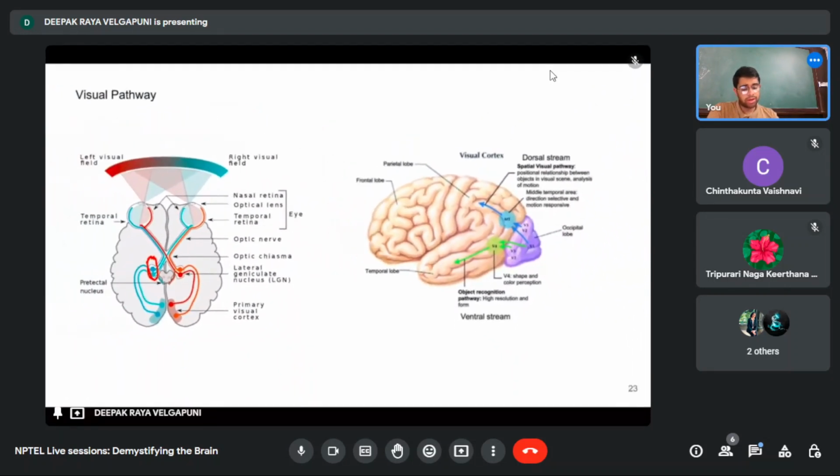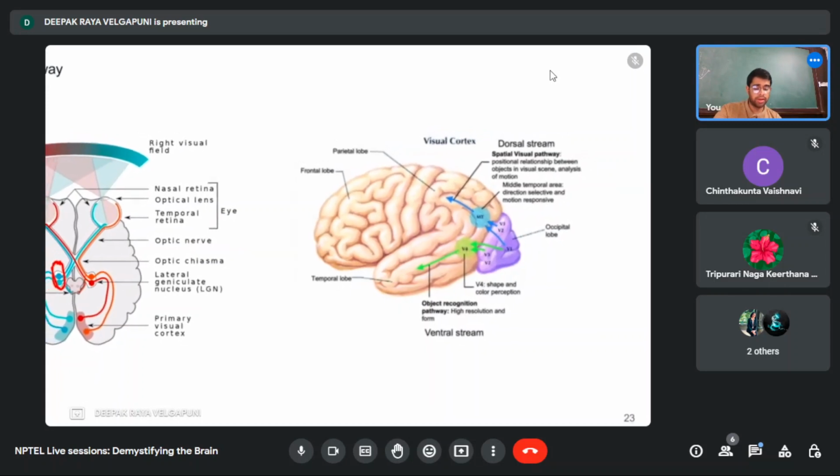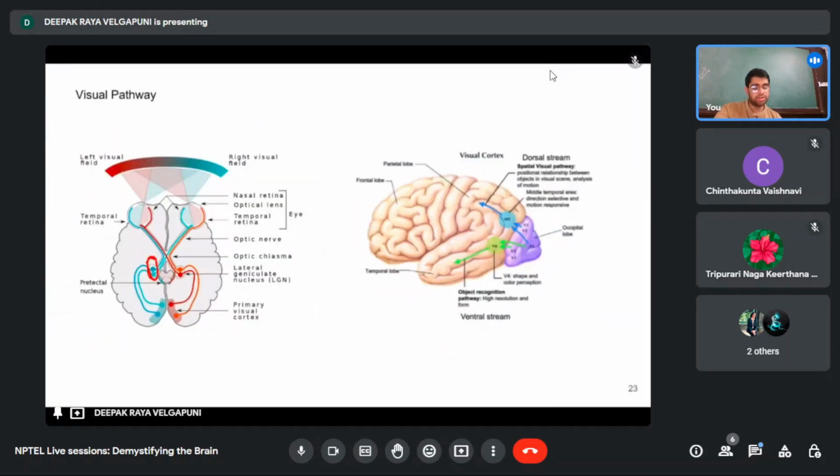Another, more macro pathway has two streams, ventral and dorsal. In the ventral stream it is more object recognition: what color, what form, what shape. The dorsal pathway is more spatial, location, and motion detection. So this is the visual system.